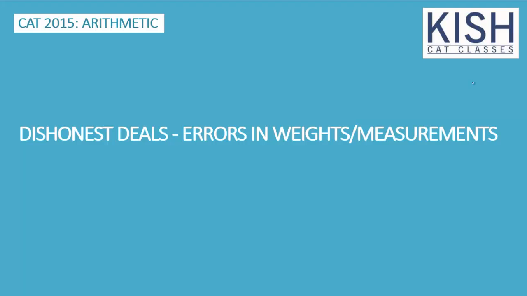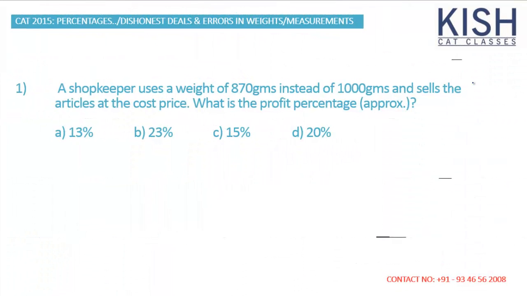Let's solve question number 1. A shopkeeper uses a weight of 870 grams instead of 1000 grams and sells the article at the cost price. What is the profit percentage? Do you remember? The selling price is the same as its cost price, but instead of 1000 grams, the buyer gets only 870 grams, but the buyer has to pay an amount which is equal to 1000 grams.